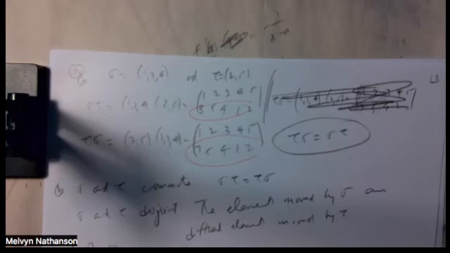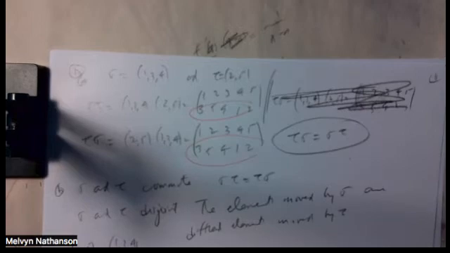So (2, 5) only involves the numbers 2 and 5. (1, 3, 4) only involves the numbers 1, 3, and 4. This set of numbers is different from this set of numbers. So these are called disjoint permutations. And the fact is that disjoint cycles commute.